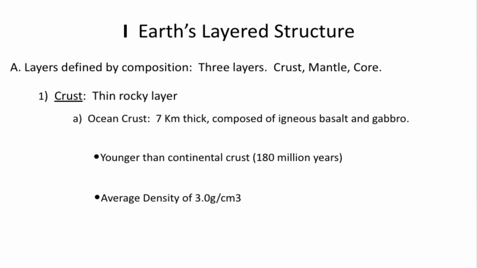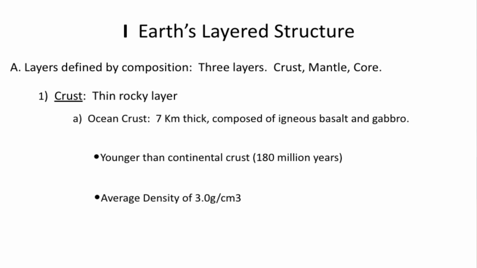So going from the outside of Earth to the inside, we have the crust, the mantle, and the core. If we look closer at the crust, there's really 2 kind of subcategories of crust. There's continental crust and there's ocean crust. If we look at the ocean crust first, the ocean crust is always much thinner than continental crust, has a higher density, and that density is because of its composition.